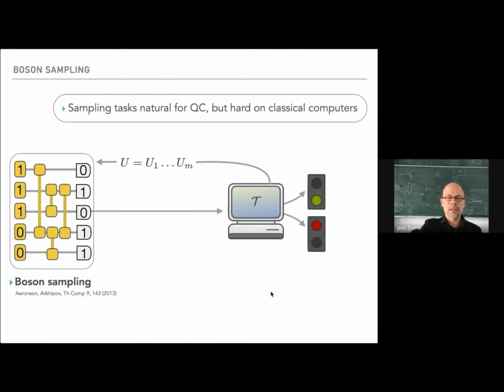Let's do that experiment. So I did this. Could you see this? 10110, 01011, and so on.